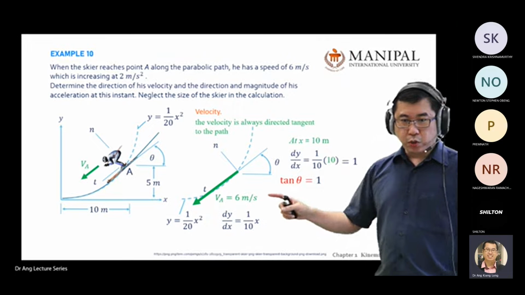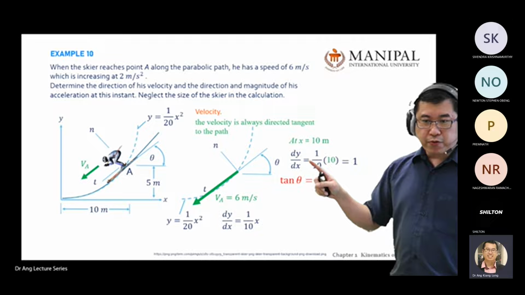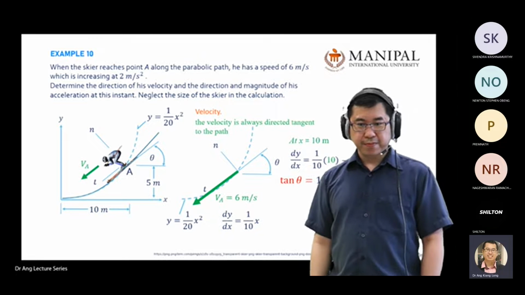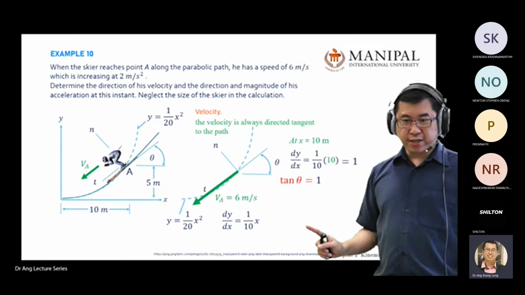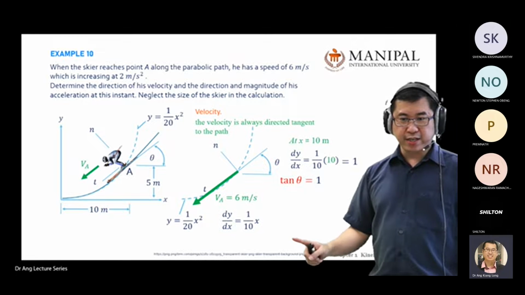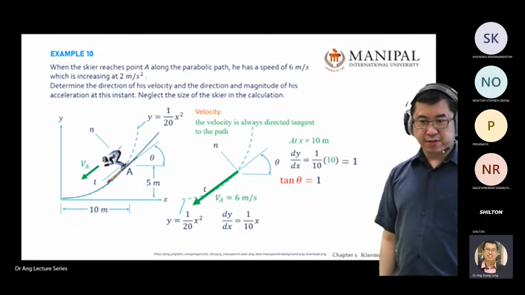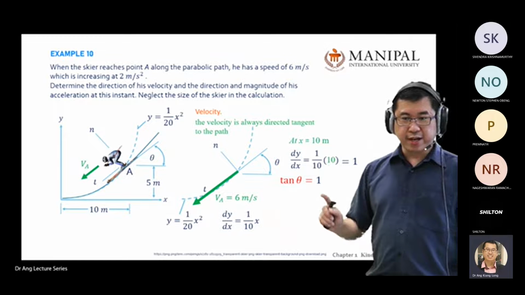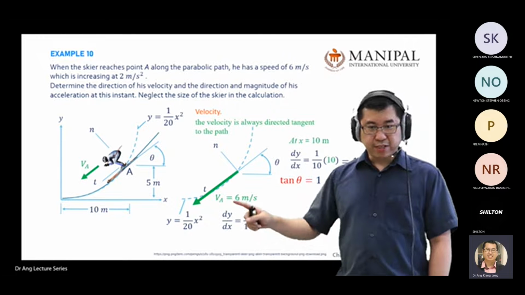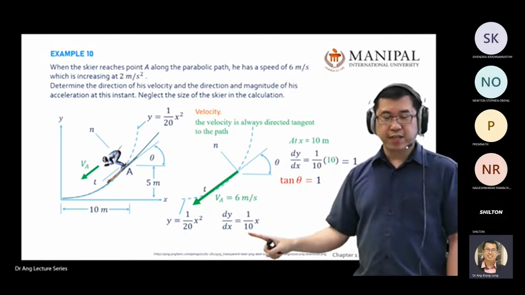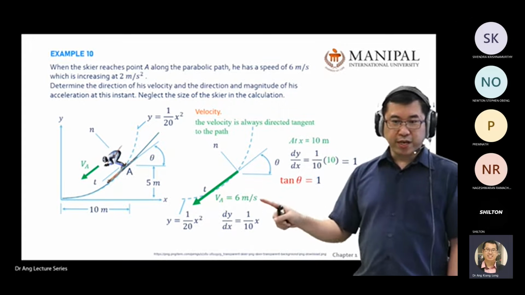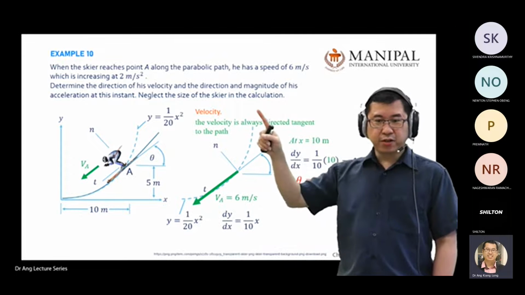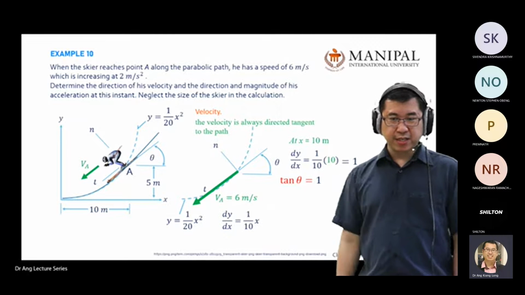So you know that dy over dx is also a tangent, right? You draw a right-angled triangle and you find the tangent of the curve. You can also use tangent theta. This falls under the trigonometry chapter in your mathematics. When you find the curvature of the curve, you use dy dx.